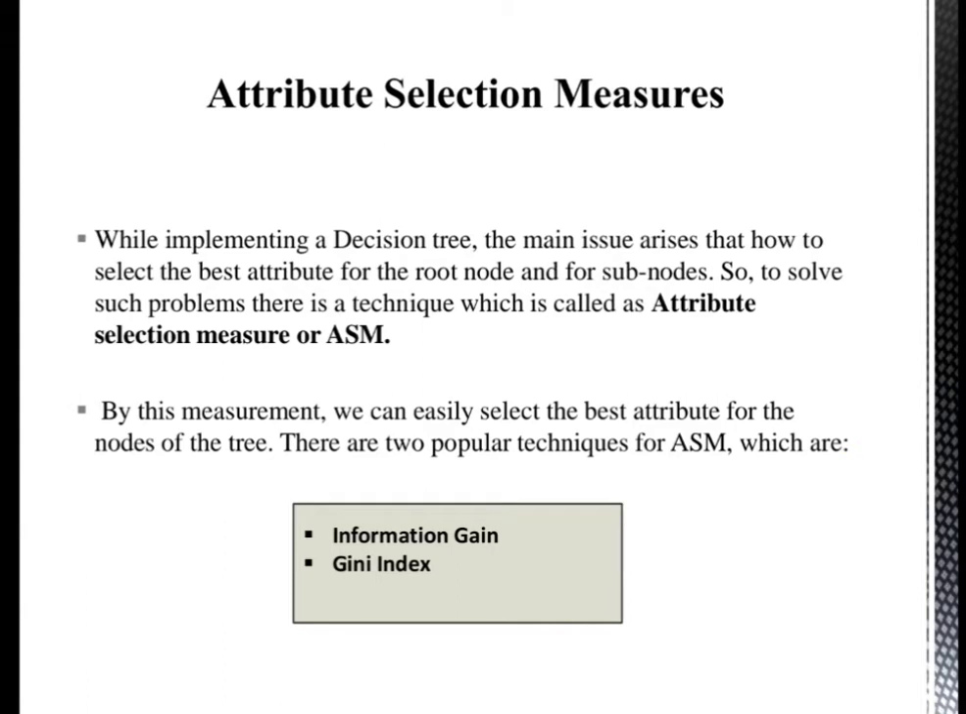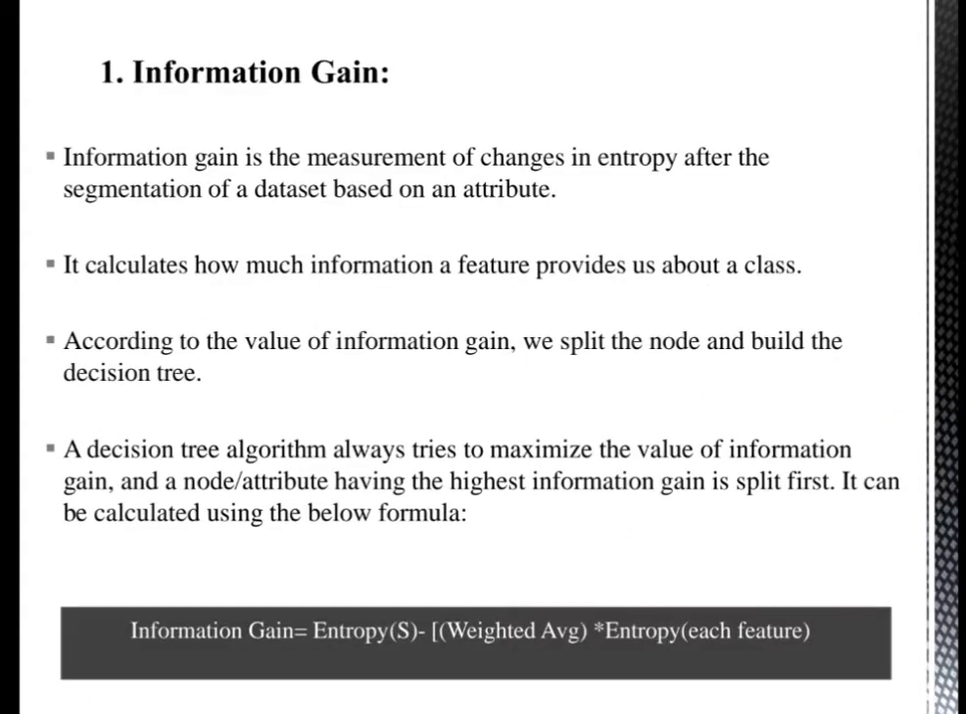Attribute selection measures. While implementing a decision tree, the main issue arises of how to select the best attribute for the root node and for the subnodes. In order to solve such problems, there is a technique called attribute selection measure or ASM. By this measurement, we can easily select the best attribute for the nodes of the tree. There are two popular techniques for ASM, which are information gain and Gini index.